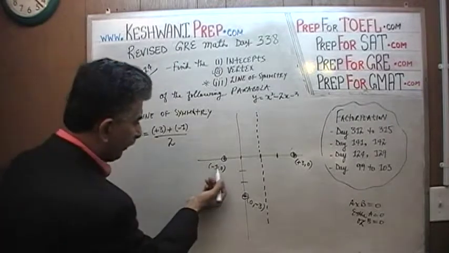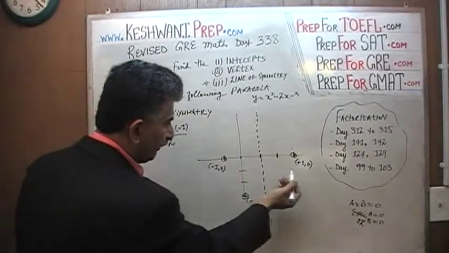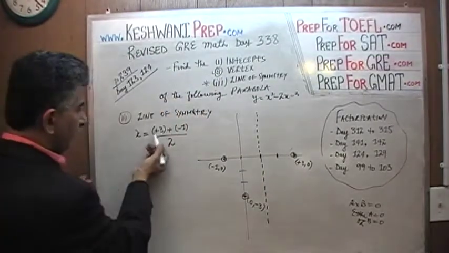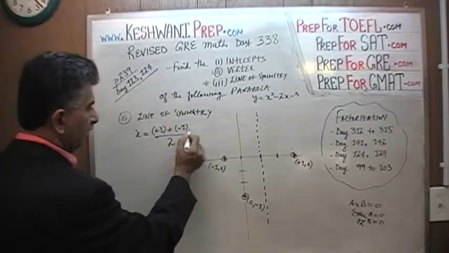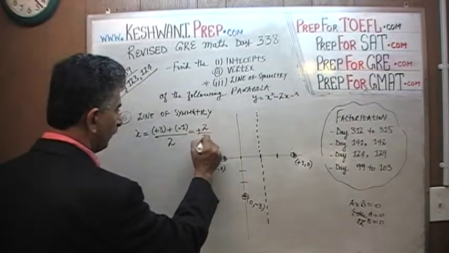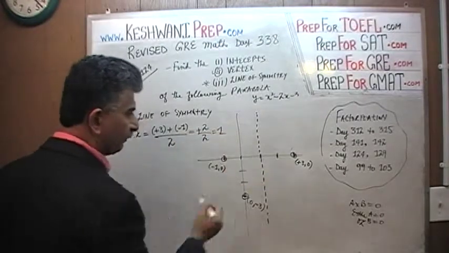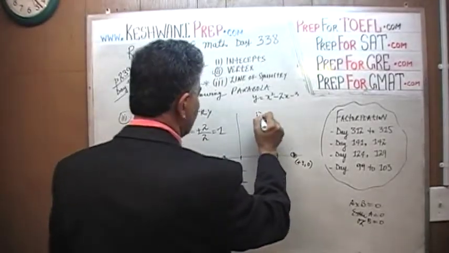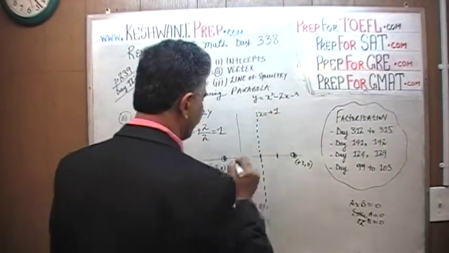We should be able to see very quickly that the midpoint of negative 1 and positive 3 is 1. As you can see, positive 3 and negative 1 give us positive 2. Positive 2 divided by 2 is 1, of course, which is not a surprise. x equals 1 is our line of symmetry. The equation of the line of symmetry is x equals positive 1.